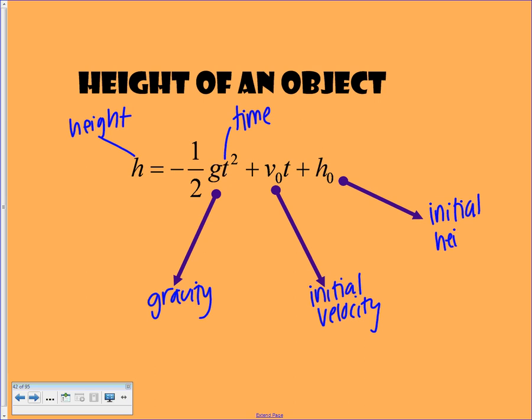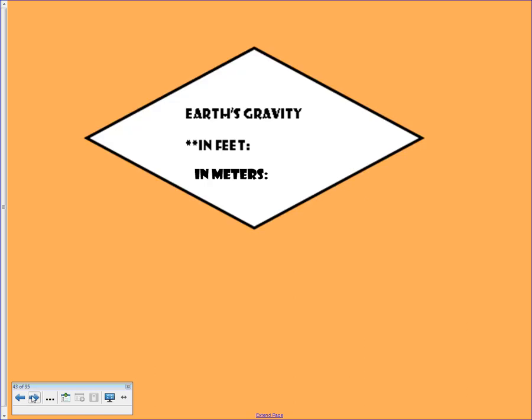So if I was going to throw a ball, it would start at a height of 5'2", which is how tall I am, and then an initial velocity of probably not very much because I'm not super strong, but those are the ones you're going to be plugging in for. Okay, and gravity is one of two numbers. If we're dealing in feet, it is going to be 32 feet per second. If we're in meters, it's going to be 9.8 meters per second. These two numbers you're going to want to commit to memory. Feet is 32 and meters is 9.8. And that's always going to go in for your G in that equation.